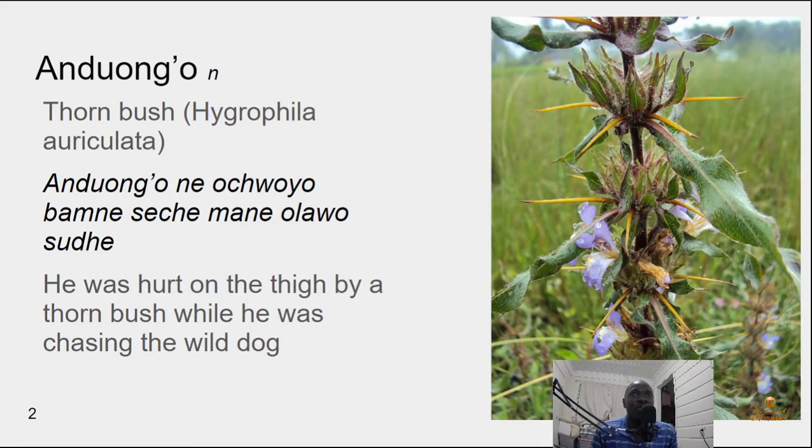Our second word is anduong'o. Anduong'o is a type of bush, thorn bush, or in scientific language is called Hygrophila auriculata. As the picture suggests, in a sentence you can say, anduong'o ne ochwoyo bamne seche mane olawo sude.